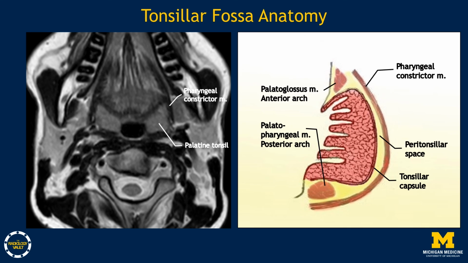There is a potential space located between the tonsillar capsule and the pharyngeal constrictor muscle, which is the peritonsillar space, that is filled with connective and areolar tissues. This space is not seen on imaging, as indicated on the axial T2 weighted image of the oropharynx. However, we can easily see the palatine tonsil and the pharyngeal constrictor muscle.